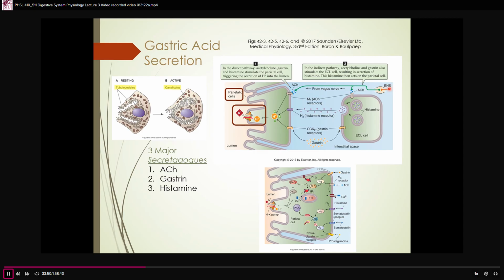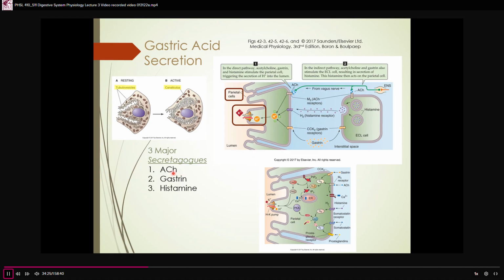Acetylcholine is going to come from vagal nerve fibers. Essentially, you're going to have wall stretch, and that wall stretch is going to activate vagal pathways, and the long preganglionic fibers are going to come out. They're going to synapse with ENS fibers, and ENS fibers are going to be cholinergic fibers that release acetylcholine. The acetylcholine that's going to be released is going to bind its own type of receptors, which are going to be M3 receptors that are present on the surface of the parietal cells.